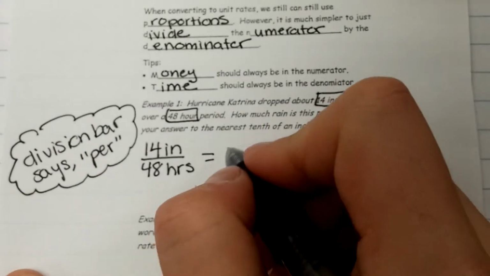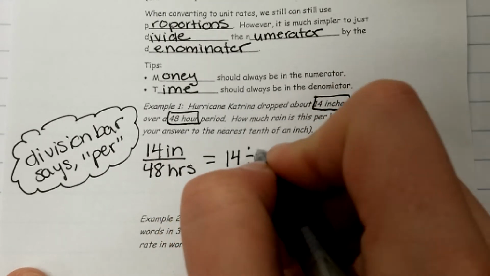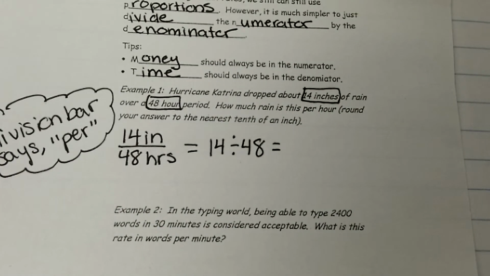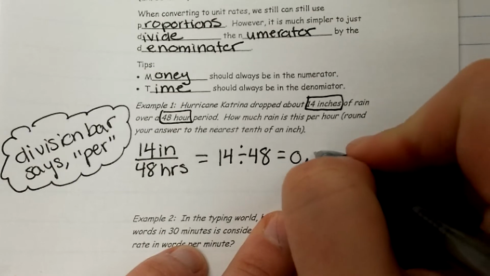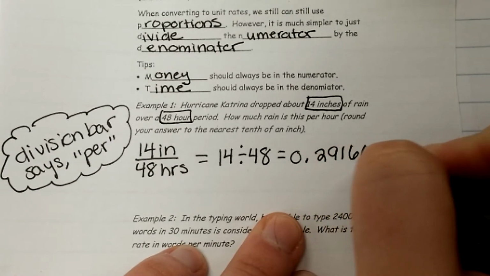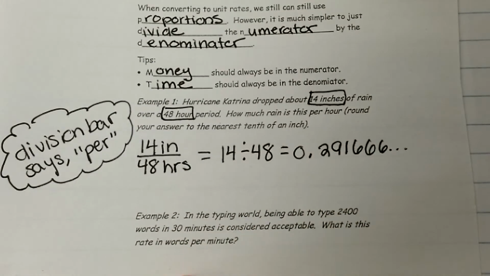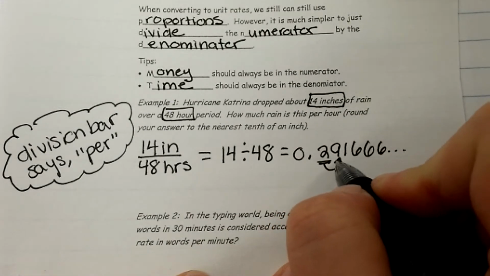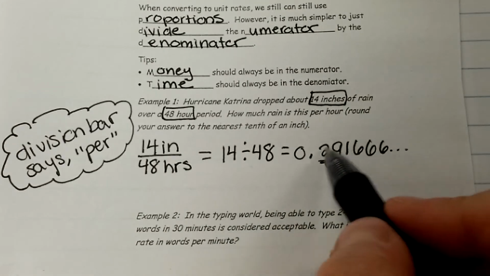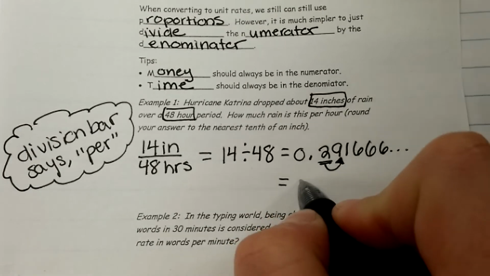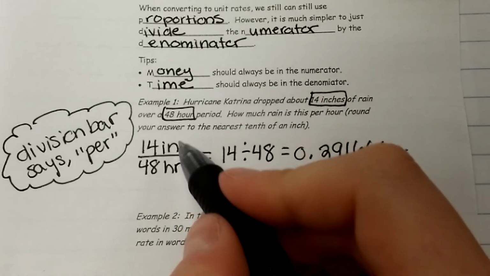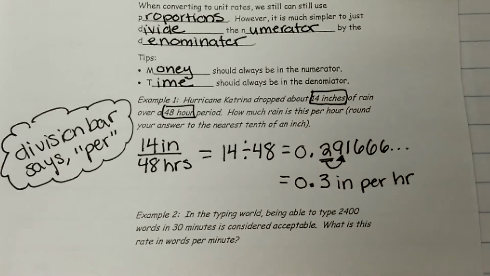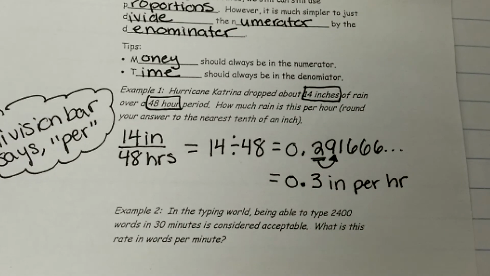Okay, so we're going to divide numerator 14 divided by 48. So 14 divided by 48 gives me 0.291666 repeating. We're rounding to the nearest tenth of an inch, so we're looking at the tenths place, going 1 to the right, and that's a 9. So the 9 is going to make the 2 round up to a 3. So this is going to be 0.3 inches per hour. And it's very important that you always include your units in your final answer here.